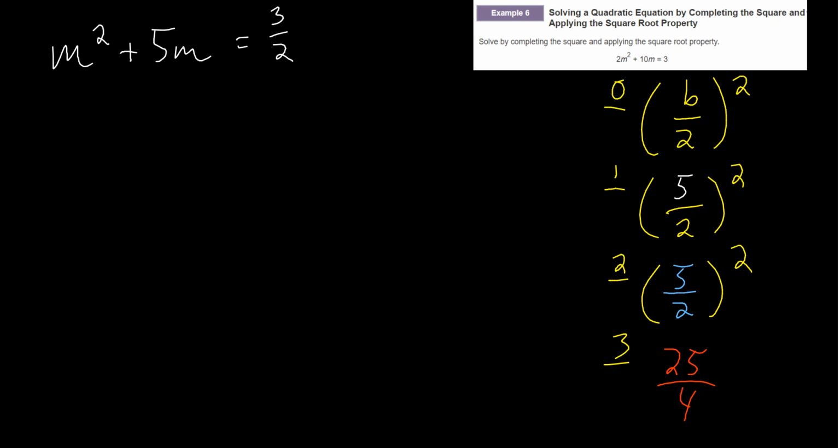There we go. All right, so what I said is we can kind of skip that middle step, and this is what I mean by that. We can now write the left side as m plus 5 halves quantity squared is equal to 3 halves plus 25 over 4.